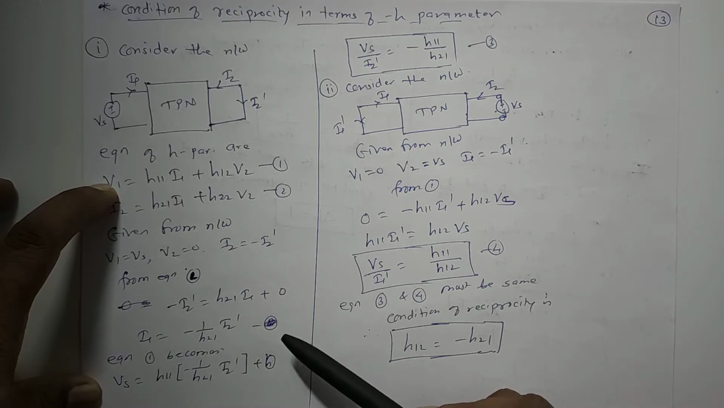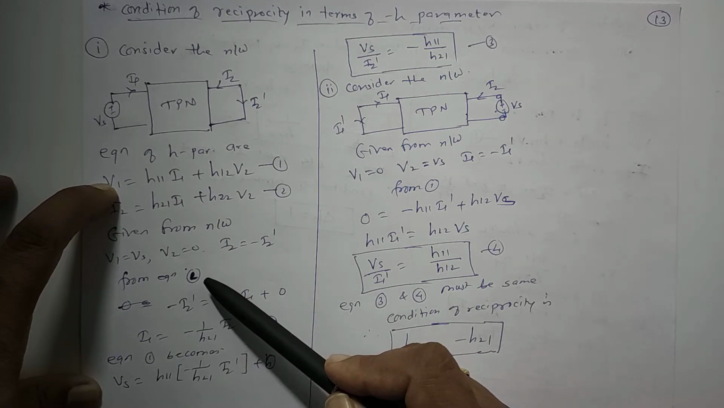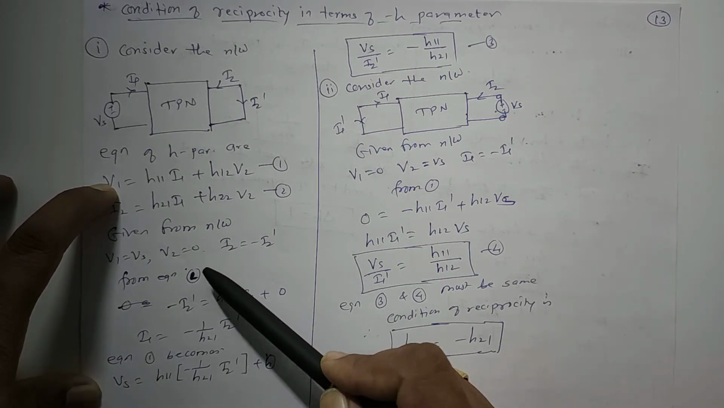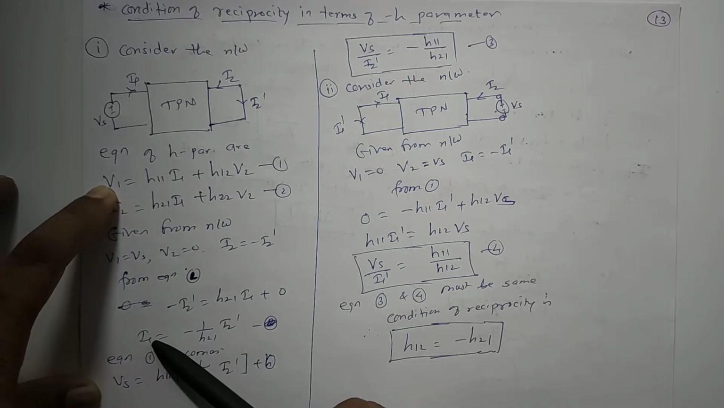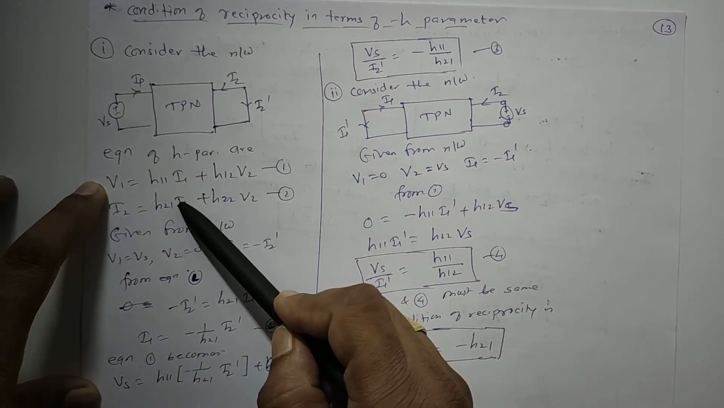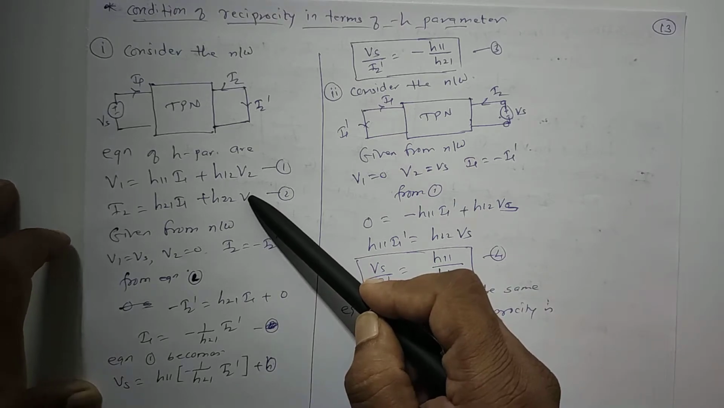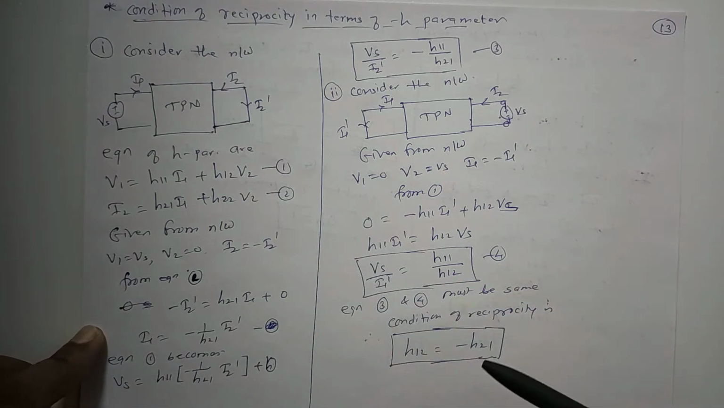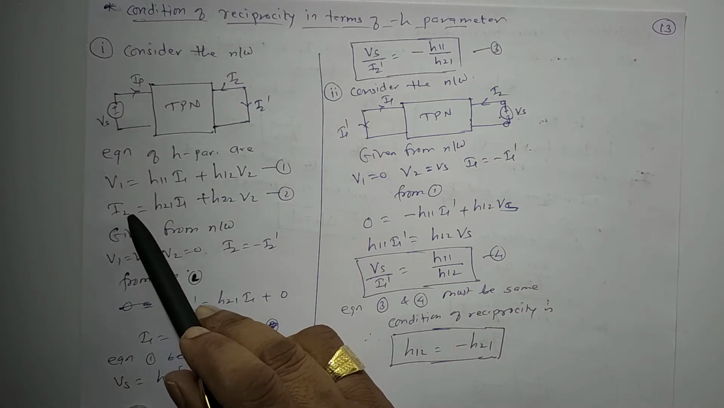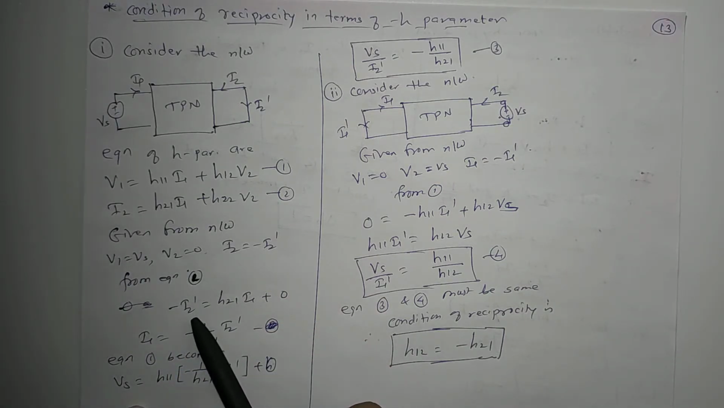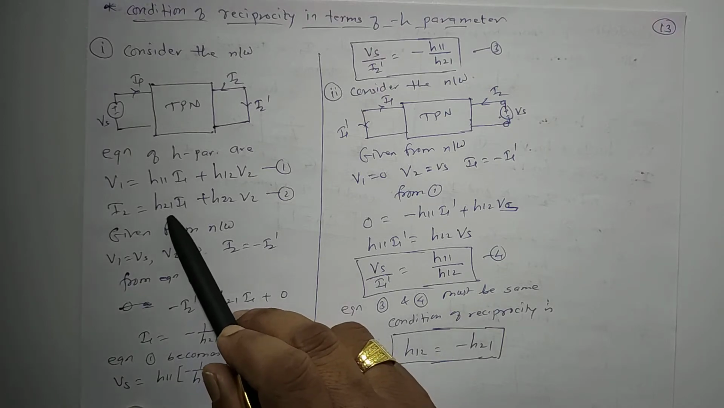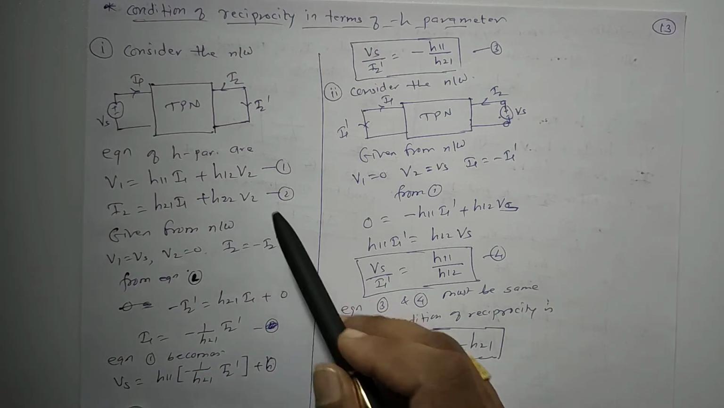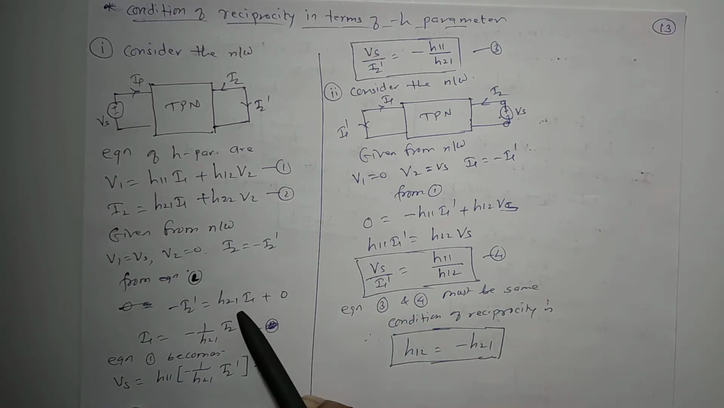Okay, so what we are doing is, from equation 2 we'll find out I1, and we'll put this value of I1 here, so that we'll get the Vs upon I2 dash ratio. Let us see how we find this. From equation 2, I2 is minus I2 dash, equal to H21 I1, with V2 equal to 0. So from this, I1 is equal to minus 1 upon H21 into I2 dash.